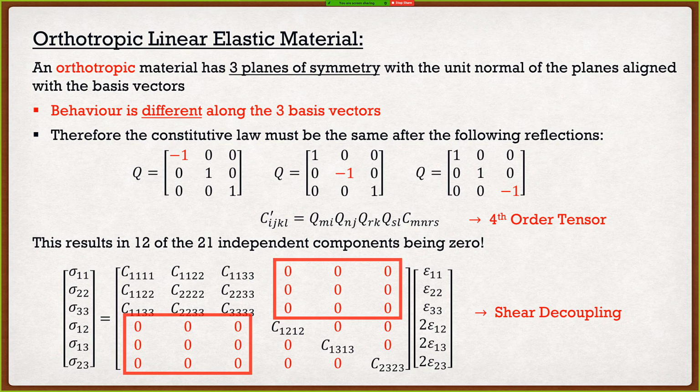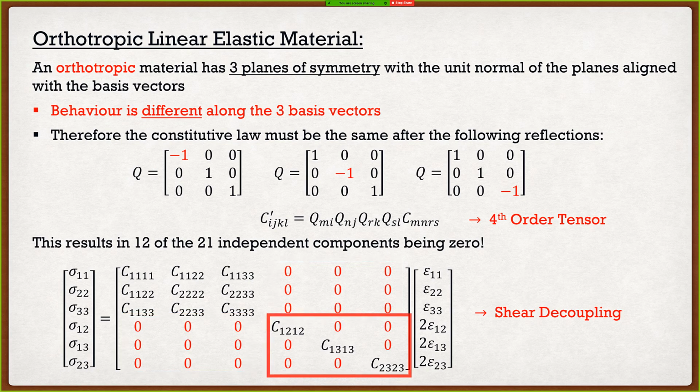And what I can see is that if I were to calculate sigma 1,1, we can see that those three components respond to epsilon 1,1, epsilon 2,2, and epsilon 3,3, meaning that my normal stresses are not related to my shear strains and vice versa. So if I'm calculating my normal stresses, which are the 1,1, 2,2, and 3,3, then I'm only relating to the normal strains 1,1, 2,2, 3,3. The shear strains are independent of the normal stresses. That's what we get for that first shear decoupling.